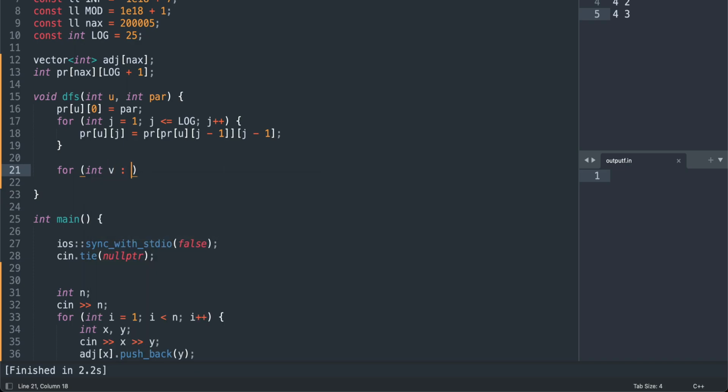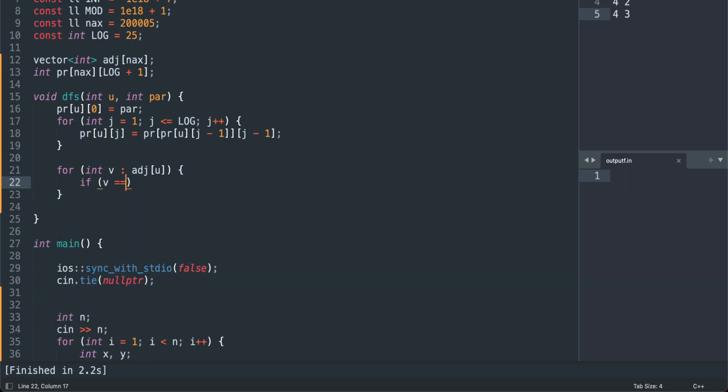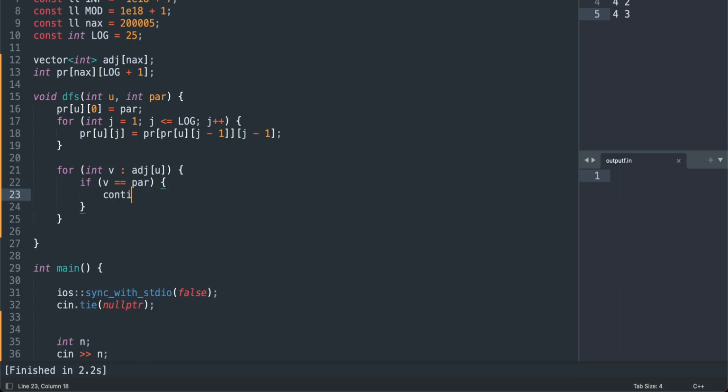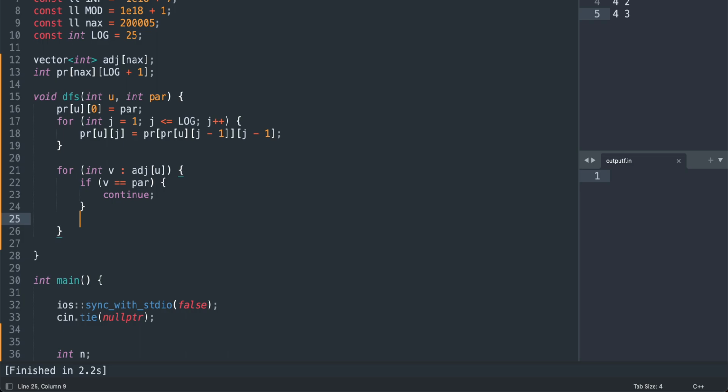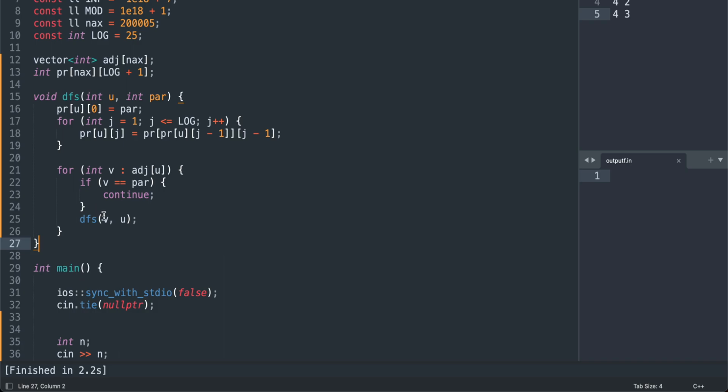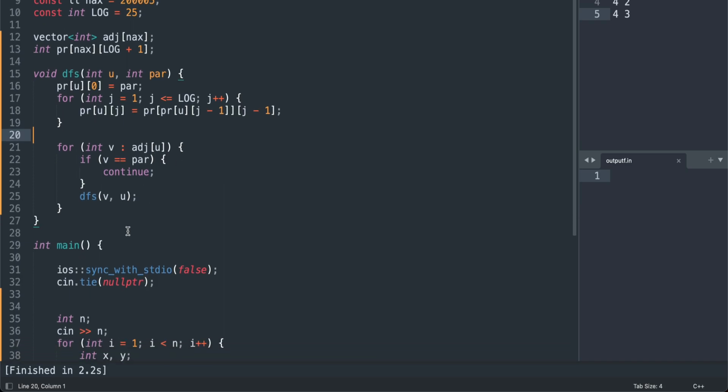For v over adjacency of u: if v is parent, we can say continue. Otherwise, you can call DFS on v with the parent as u. Okay, then it will go to v, and the direct parent of v will become u, and calculate everything for v. Right, for that child it will keep on calculating. So we will have this sparse table created after this.